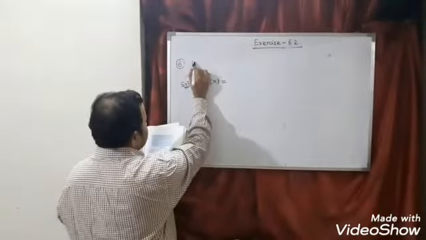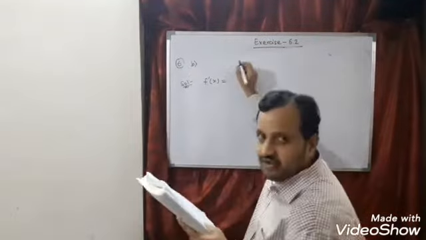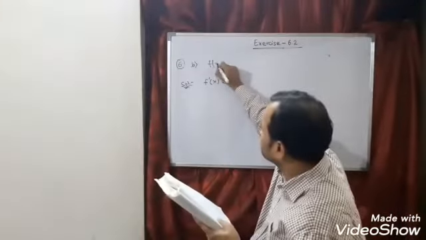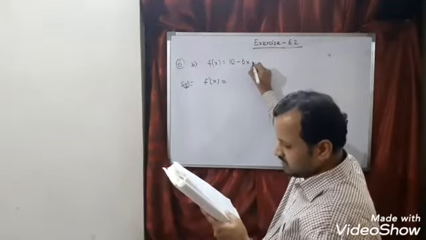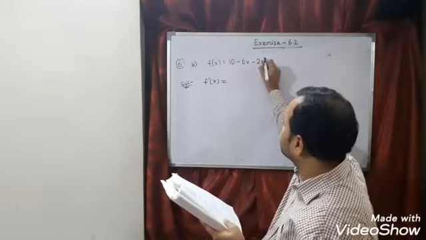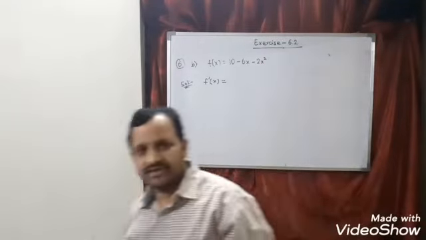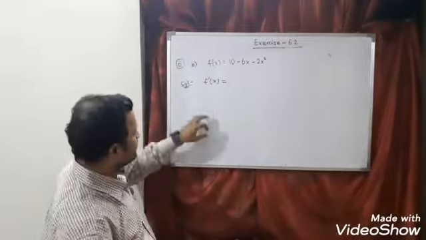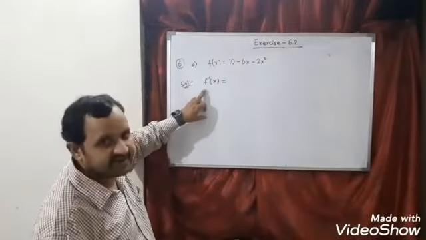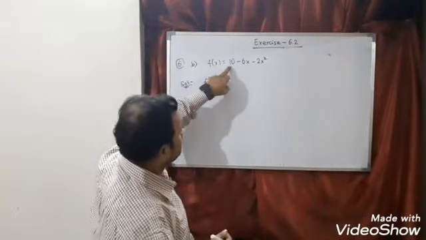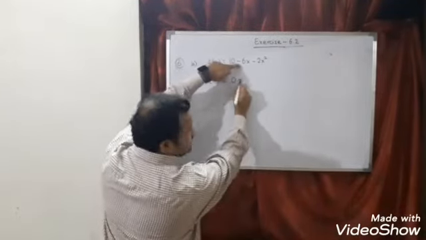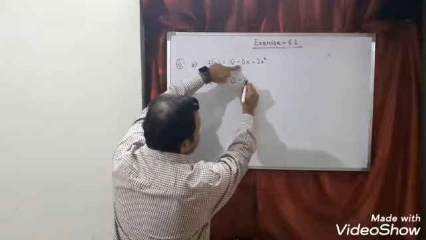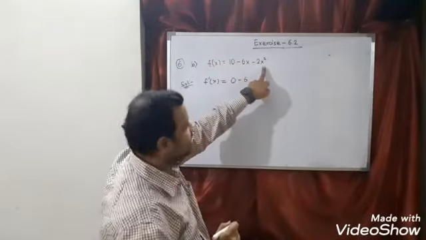Second question is f of x is equal to 10 minus 6x minus 2x square. Again, very simple question. Let us see here. So what is the first step? Find f dash x. So tell me, differentiation of 10, 0. Differentiation of 6x, minus 6, and x square differentiation, 2x.